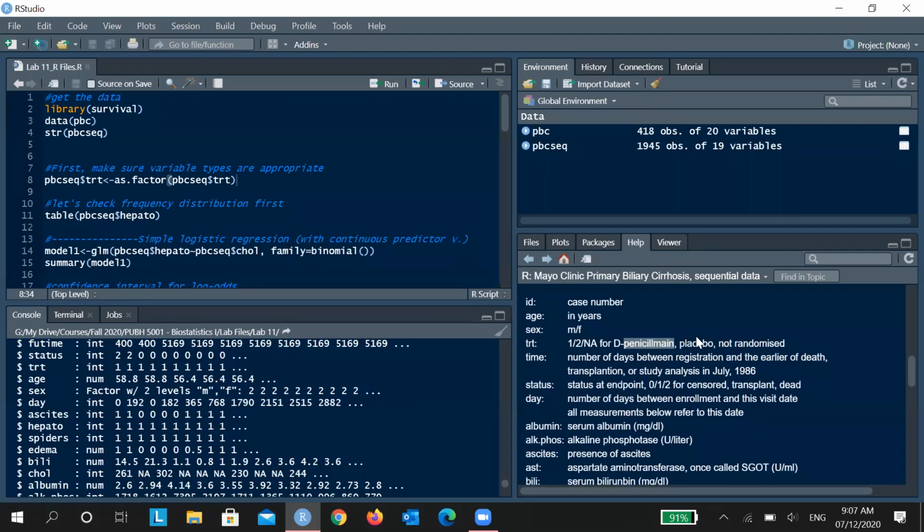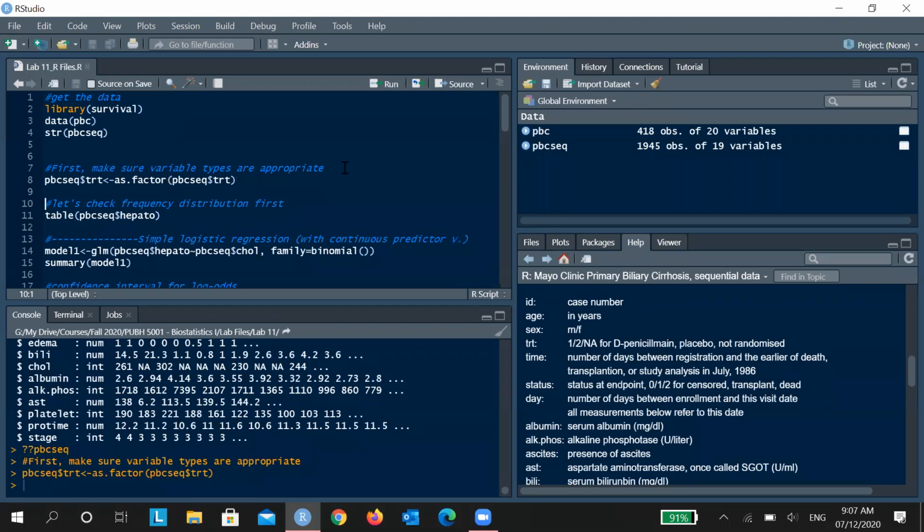So this is a binary variable, and I want to see how that is coded. As you can see, TRT is currently an integer continuous variable that I need to set as a factor binary variable. Okay, so let's check the frequency distribution first.